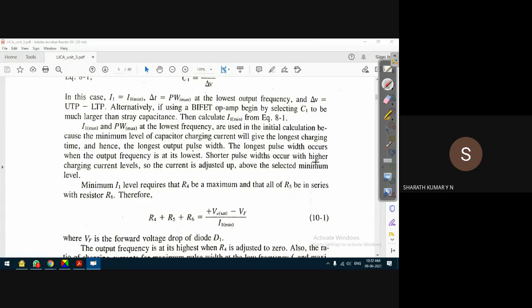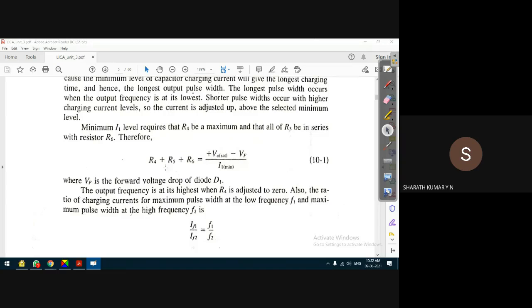a higher charging current. The current is adjusted using the resistors R4 and R5, above the selected minimum value. So I1 minimum is selected, and this current can be adjusted using the resistors R4 and R5. If you start with a larger current, we cannot decrease it to the minimum current, so it is started with the minimum current. By reducing the resistance, the current can be increased.